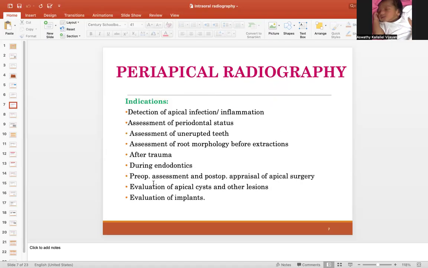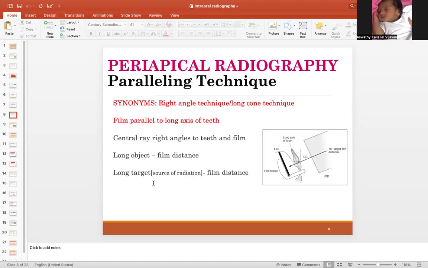Indications of periapical radiography: the most common indication is detection of infection or inflammation related to the periapical region, assessment of the periodontal status, unerupted teeth, root morphology before extractions, after trauma, endodontic procedures, pre-op assessment and post-op in case of apical surgeries, evaluation of periapical cysts and other lesions, and evaluation of the implants. Coming to the first technique of periapical radiography, that is the paralleling technique.